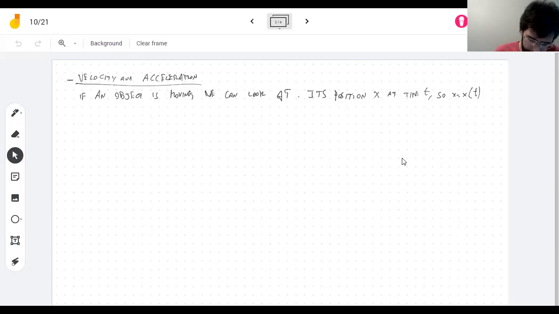So then what is the average rate of change? Well, we know what this is. This is the change in position divided by the change in time passed. And we have a word for that. It's the average speed.